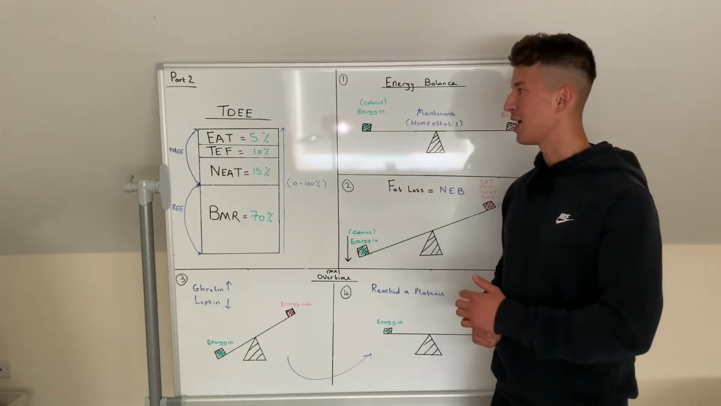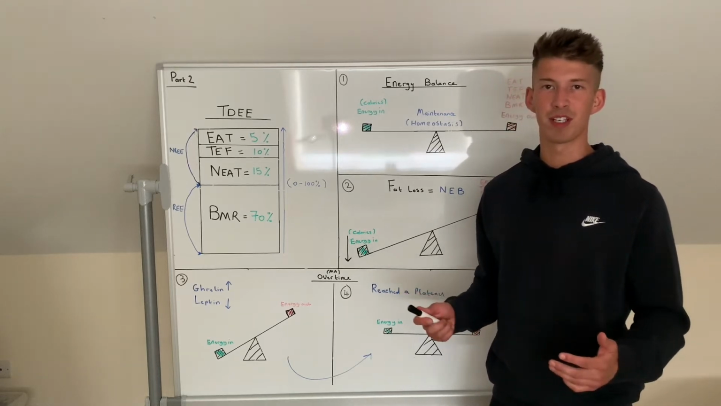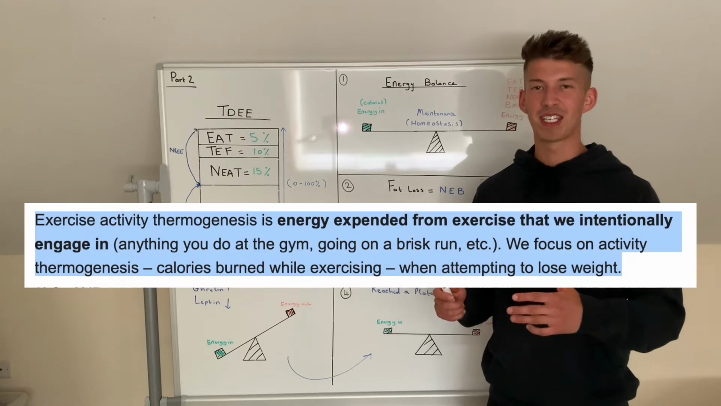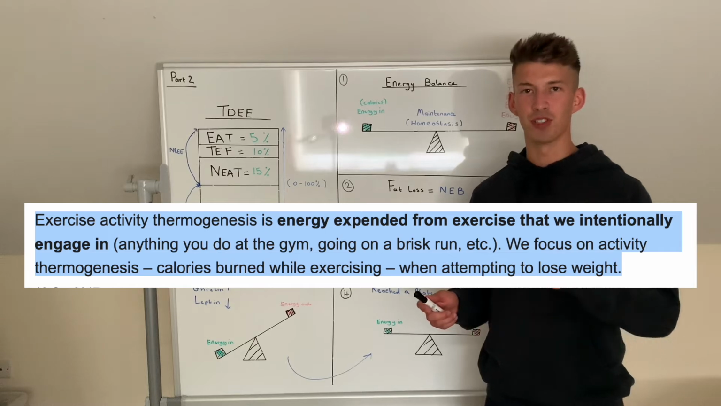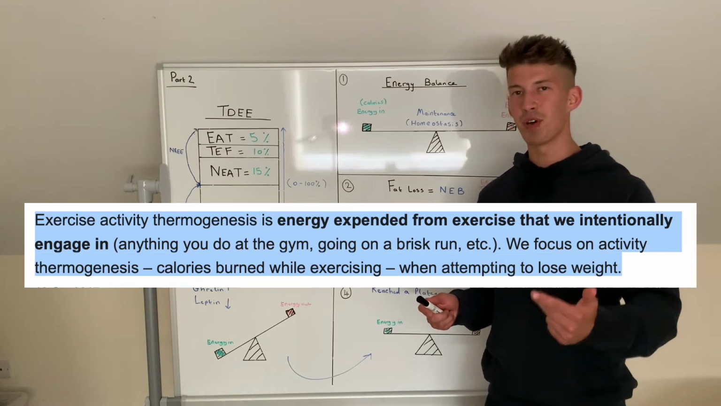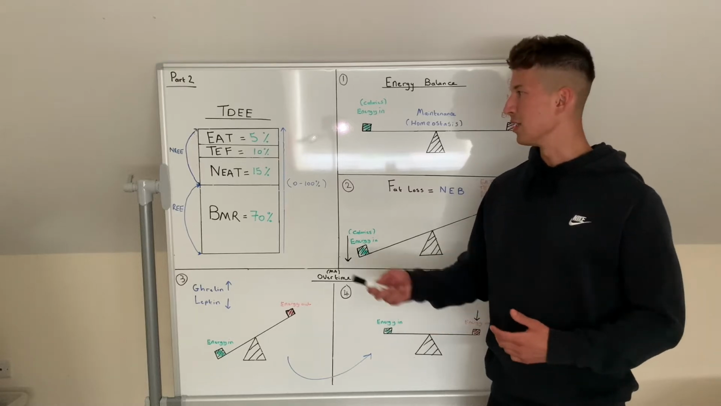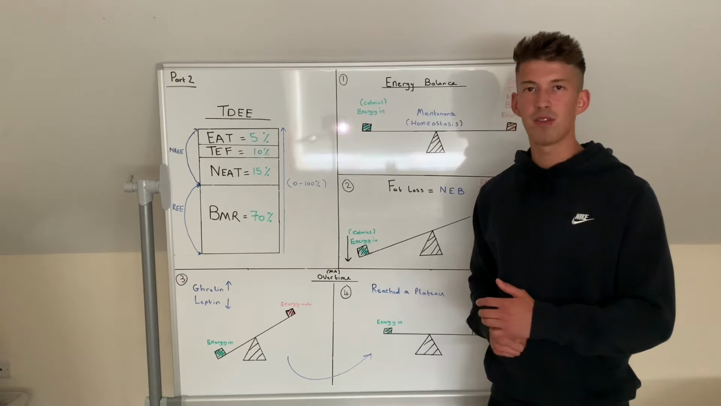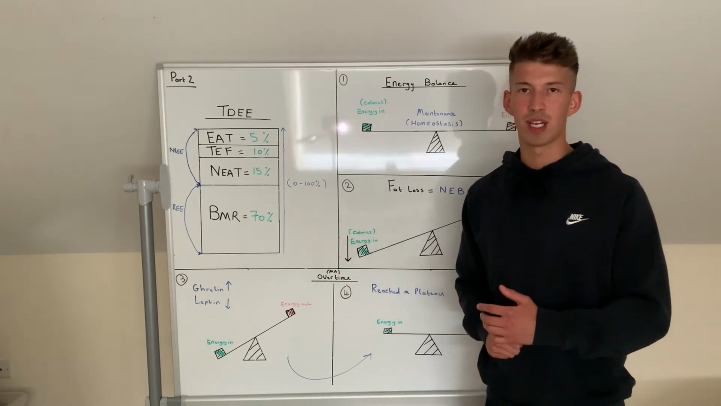So moving on, lastly, we have EAT. That stands for exercise activity thermogenesis. Again, another fancy term, but all it means is any calories you burn through intentional exercise. For example, you go to the gym, you go for a run, you go for a bike ride, whatever you do, that's intentional or purposeful activity, and it falls under the EAT component. And that, in the average person, accounts for about 5% of the calories they burn each day.